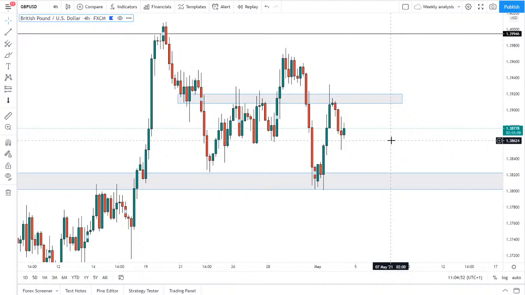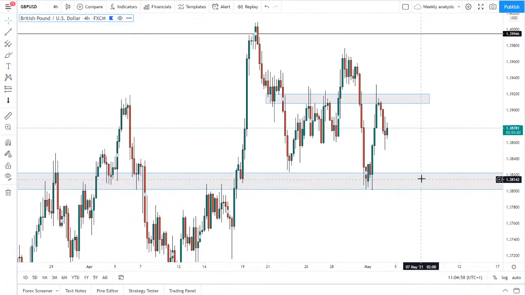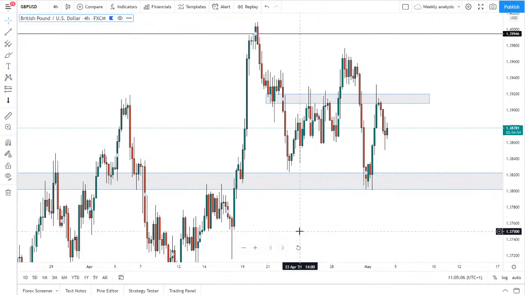So that is my analysis behind GPUSD. We had that reaction there, could continue that bearish reaction to those lows, and then that could be a better area to see a nice push to the upside from then on for GPUSD. So again, hope that analysis did help.